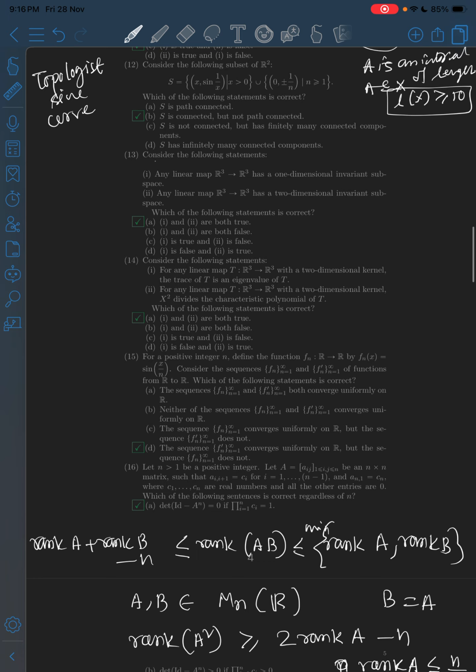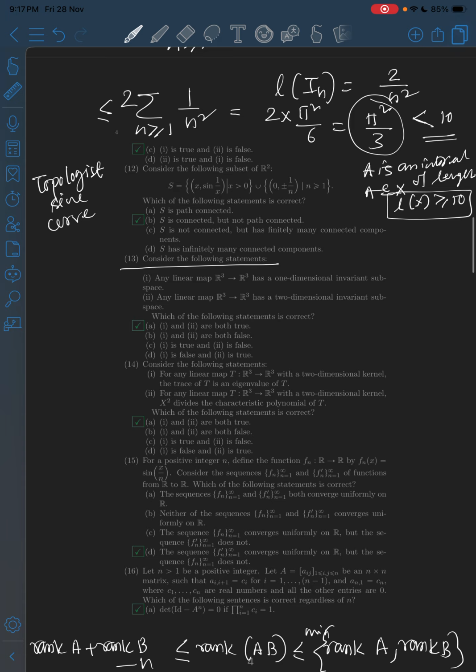Now problem number 13. This is actually a very good problem, and I don't remember exactly, but this is already a previous year problem of TIFR GS. If you have already solved some previous year question papers, maybe 2017 or 18 or 19, I am not sure where it was, but it was in some true false section, the same kind of problem. That's why previous year question papers are very important. So let's take this: any linear map from R3 to R3 has a one-dimensional invariant subspace.